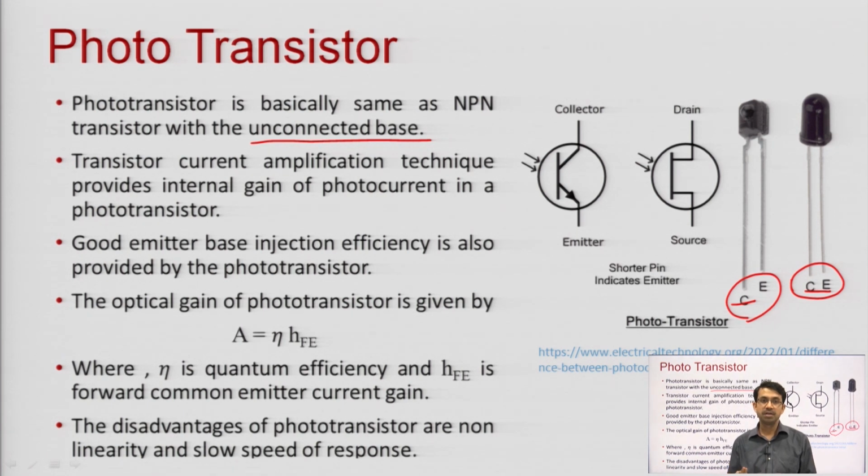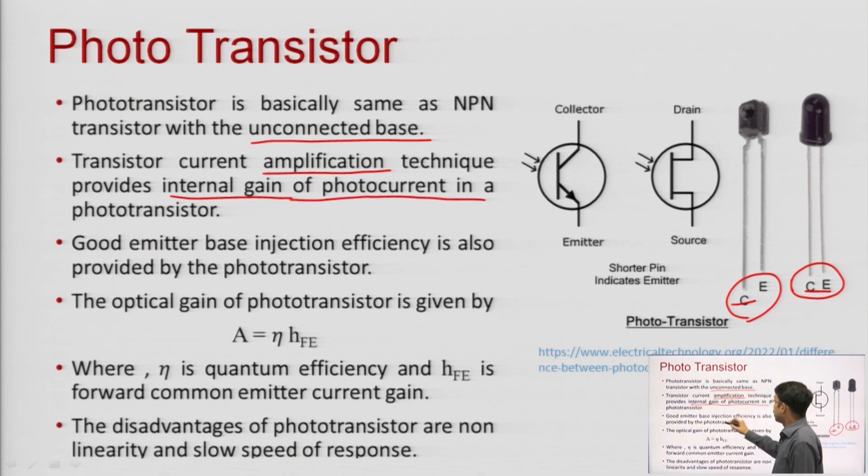So what is the benefit? A transistor has a gain factor. To use that gain factor, we are using a transistor to detect current. This transistor is again made up of special material like the PN photodiode. A transistor has an amplification factor. The transistor current amplification technique provides internal gain, so there is a gain factor due to amplification, the internal gain of photocurrent in a phototransistor.